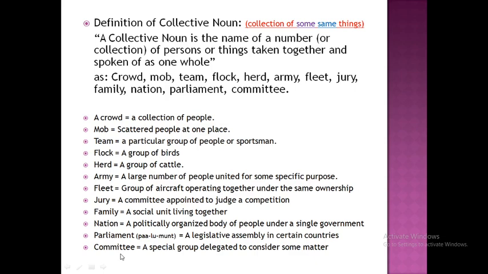So ultimately a crowd is used as a collective noun, a mob is used as a collective noun, a team is used as a collective noun, the same is used as flock, herd, army, fleet, jury, family, nation, parliament, and ultimately the committee. These all words are collective of some people, collective of some thing. So that's why these all collections are called collective nouns. I think this is very much clear. When someone forgets about collective noun or its definition, please refer to a collection of some same thing.